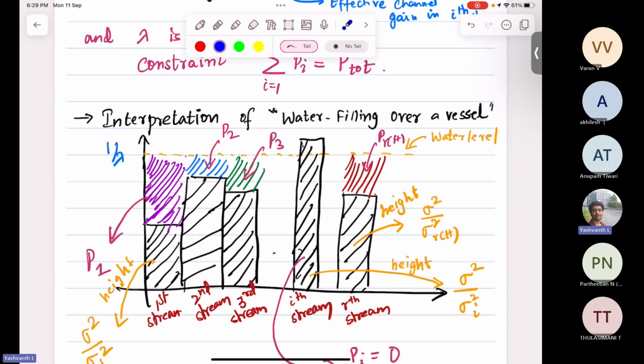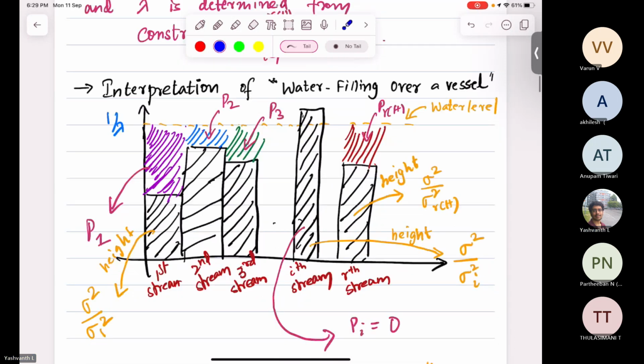Wherever the bar is completely submerged, the water occupying above that bar till the top water level is the power allotted to that particular stream. This is called water filling based power allocation. Is this clear?